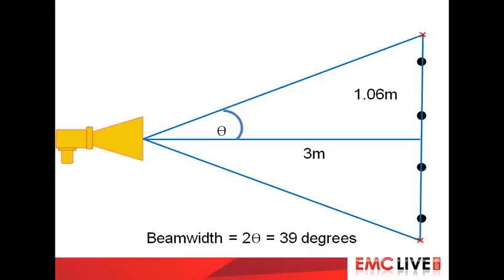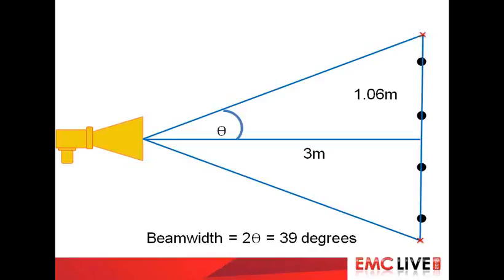And the math's done again in the supporting notes, but that, of course, theta there is the angle whose tangent is equal to opposite over adjacent, which is 1.06 meters over 3 meters. And that comes out to 2 theta, that's double it, to give us our beamwidth, of course, of 39 degrees. I won't call it a beamwidth, it's more of an angle of zone of interest.